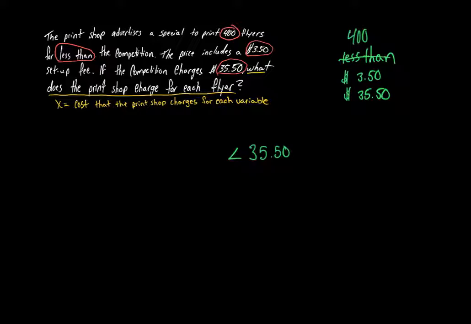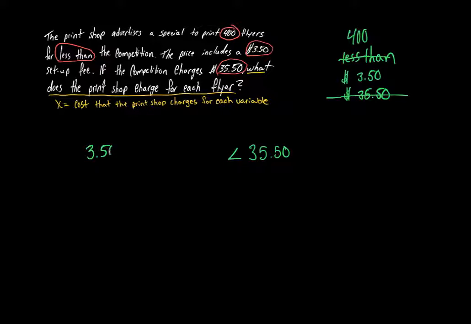So what I have left is the price includes a $3.50 setup fee, 400 flyers, and what else? Oh, and my variable. Forgot my variable in that list. Okay. So we've used the $35.50, right? The $3.50 setup fee. Okay.